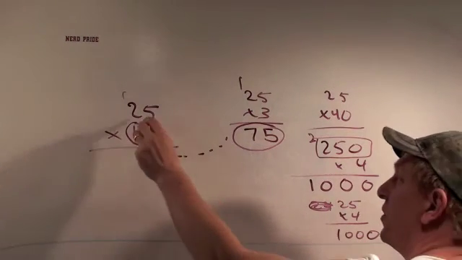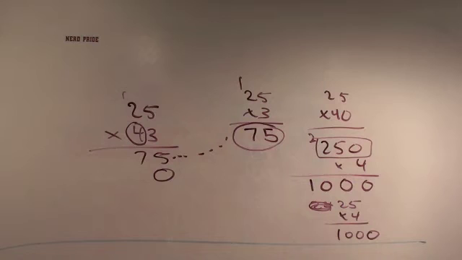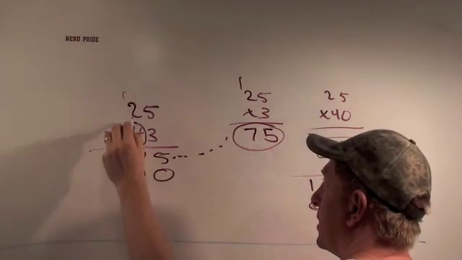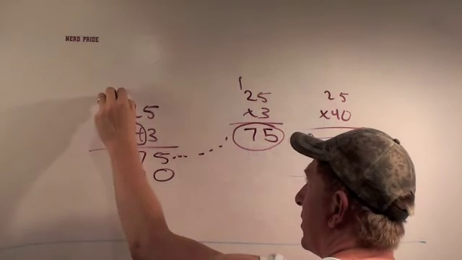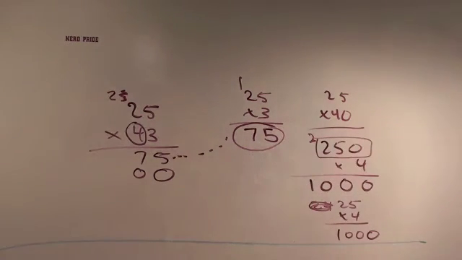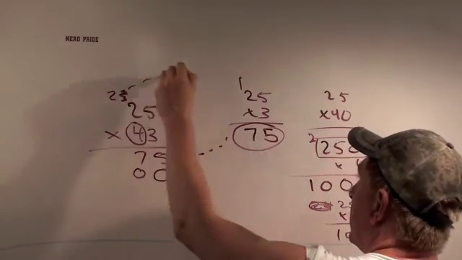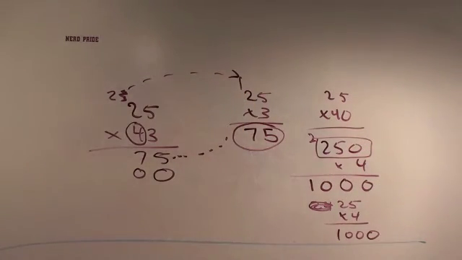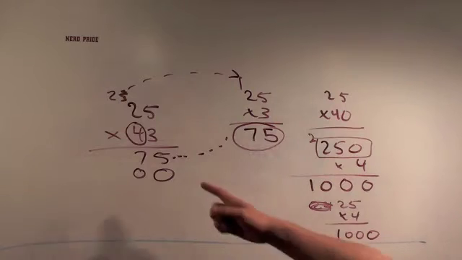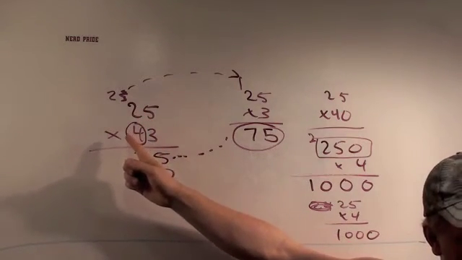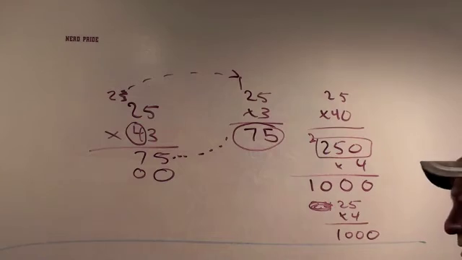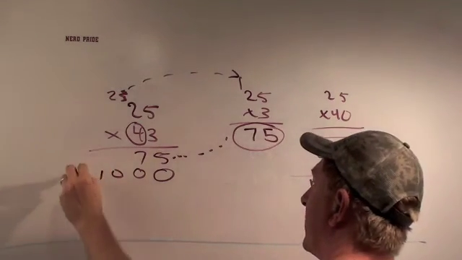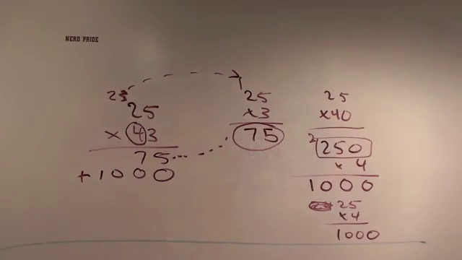And now we do 4 times 5 is? 4 times 5 is 20. 20, which is a 0. Carry the 2. Now we have to get rid of that 1 from before, because that 1's gone. It's already left and gone. So that 1 went all the way back over here. You have to cross it out. 4 times 2 is 8. 8 plus 2 is? 10. So we have 1,000 plus 75. And what's that? 1,075.